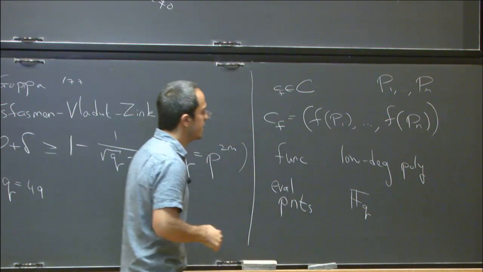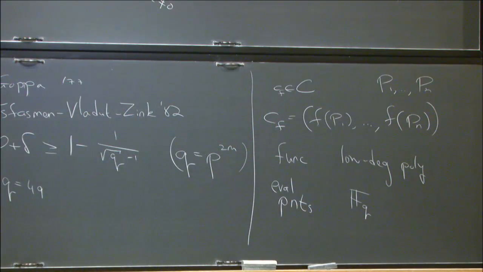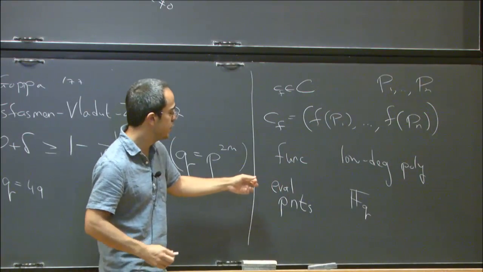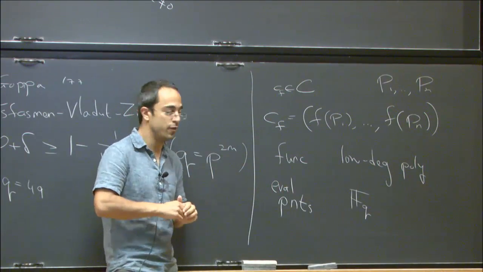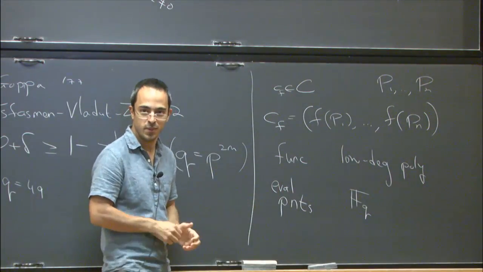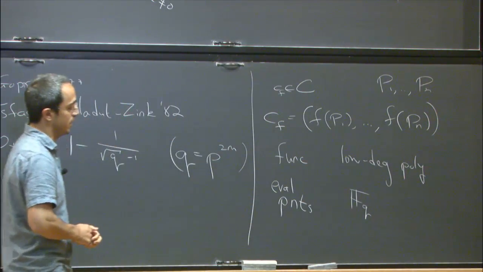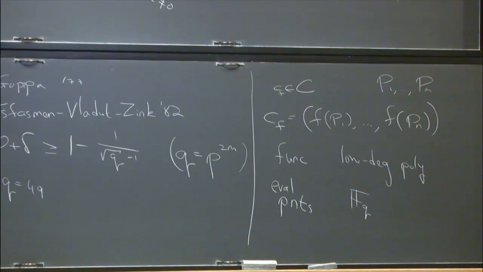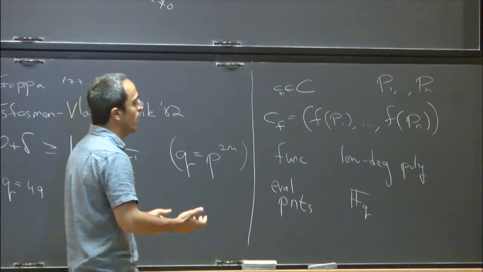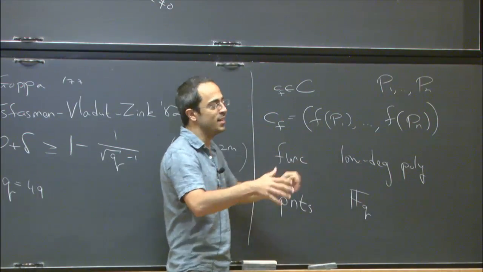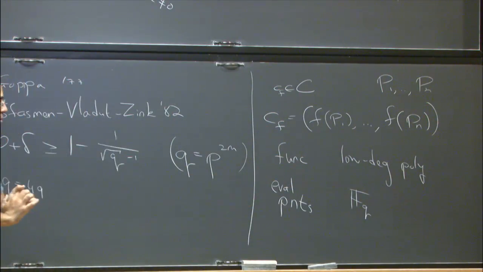And what Goppa said was, why choose these two? Why choose the functions to be low degree polynomials? And why choose the evaluation points to be just some subset of FQ or even all of FQ? It seemed arbitrary, especially this part. And it's true. So which function are you going to evaluate and where?